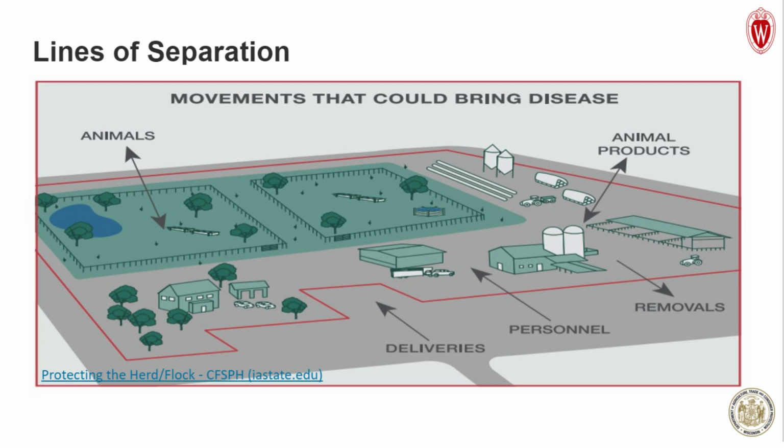When a farm becomes infected with a FAD, we shift our focus. Now we are trying to keep the disease from leaving the infected farm and infecting other farms. This is called biocontainment. The line of separation is just as important in preventing a disease from leaving an infected farm. It helps control movements off the farm and can be used to set up cleaning and disinfecting stations for vehicles and equipment.